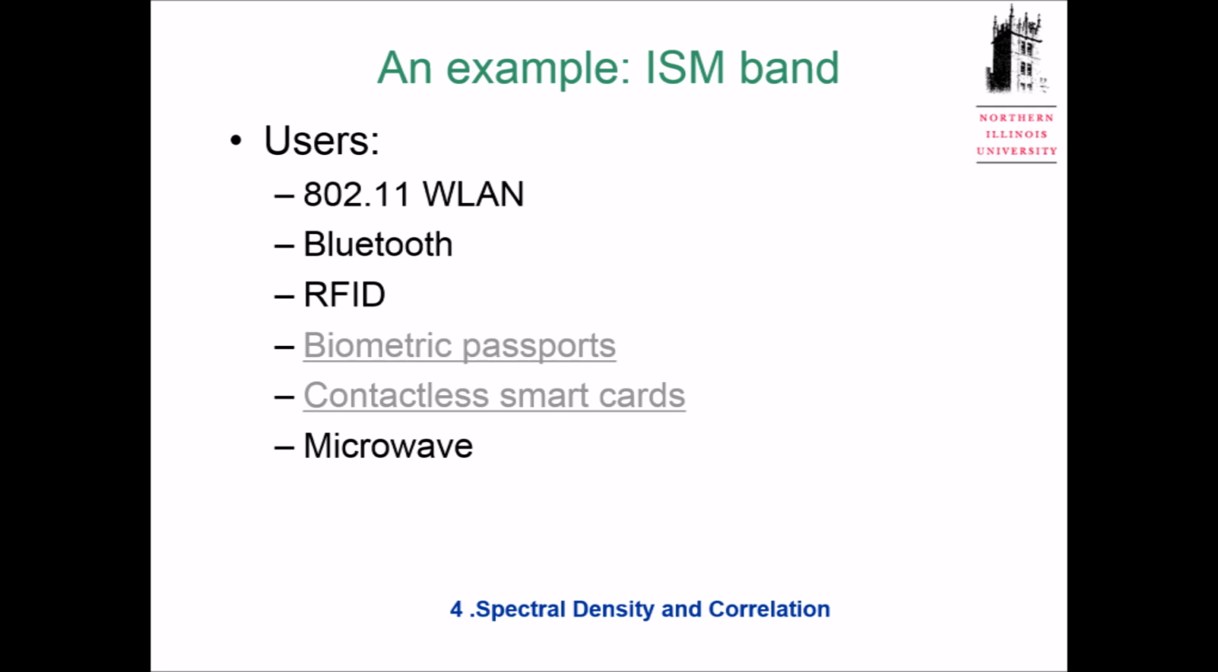For example, wireless LAN, right? Wi-Fi, we use 2.4 GHz and 5 GHz. Bluetooth, your headset also uses the ISM band. RFID, biometric passport, and smart cards, smart credit cards, right? You can just use a wireless signal to read your card and charge from the card. And also the microwave oven, this is not a communication system, but this is a huge interference for our Wi-Fi signal. So if you are operating your microwave, very likely you are going to get some interference.